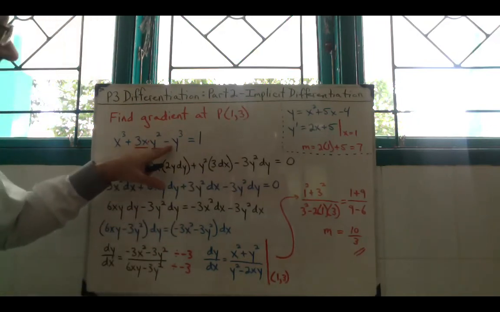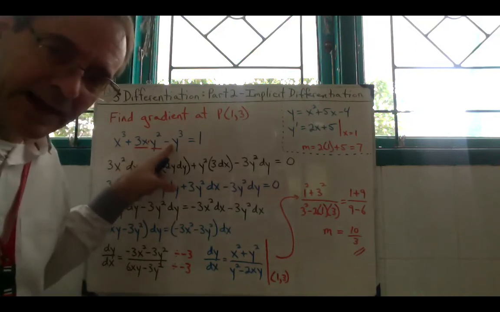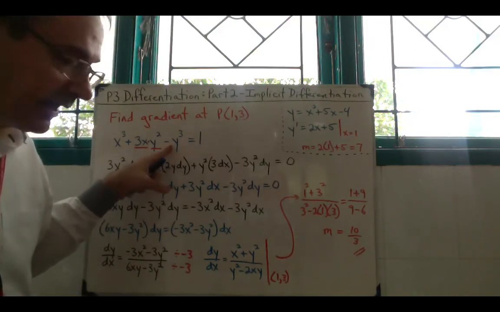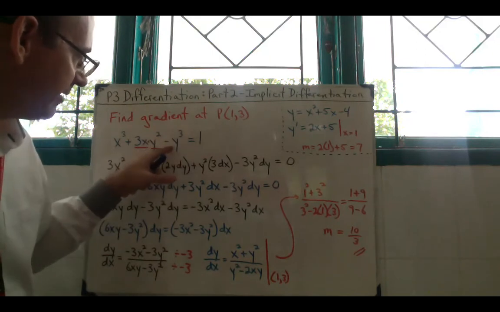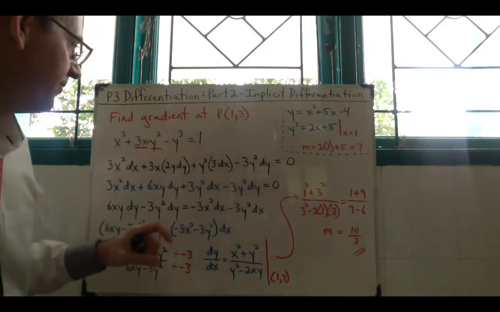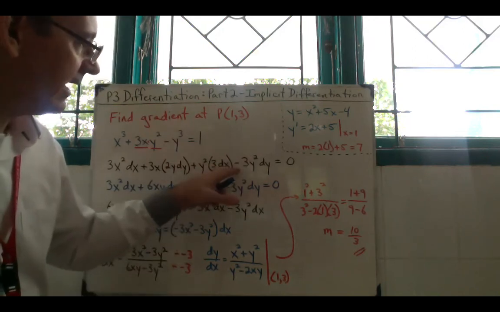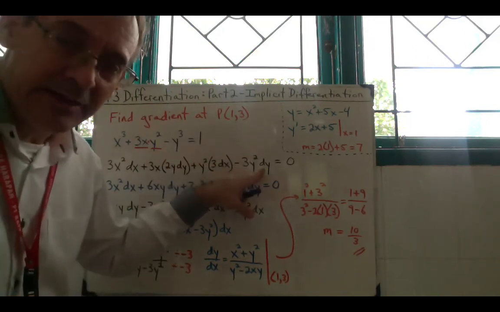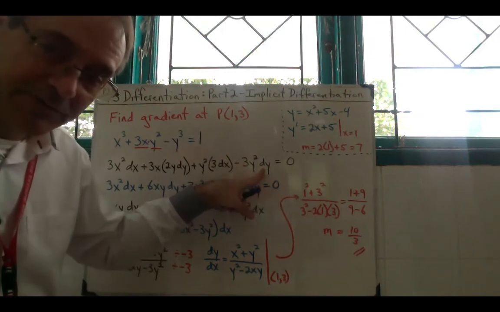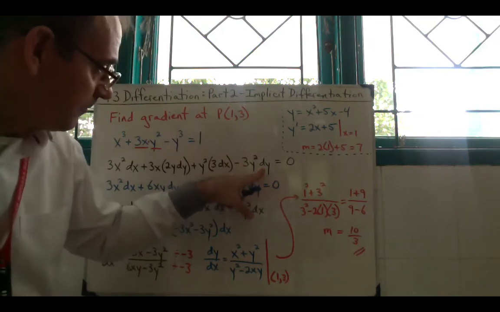And then we have another algebraic term here in the back, and it has y as the variable. So multiply the exponent to the front, which gives you -3. Subtract 1 from the exponent, which gives you 2. So you have a -3y squared, and since y is the variable, we have dy as the differential.